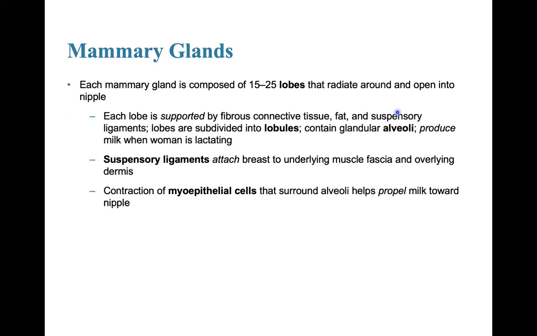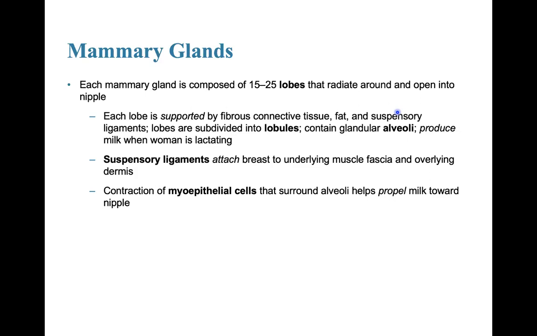Each mammary gland is composed of 15 to 20 lobes that radiate around and open into the nipple. Each lobe is supported by fibrous connective tissue, fat, and suspensory ligaments, and lobes are divided into lobules and contain glandular alveoli, which produce milk when women are lactating. The suspensory ligaments will attach the breast to the underlying muscle fascia and the overlying dermis.